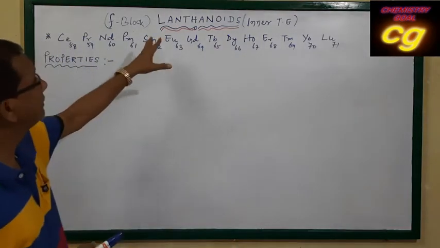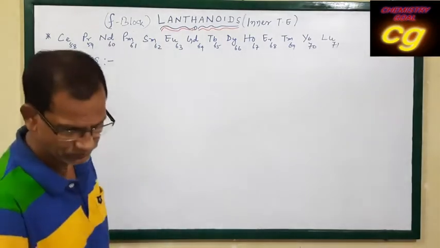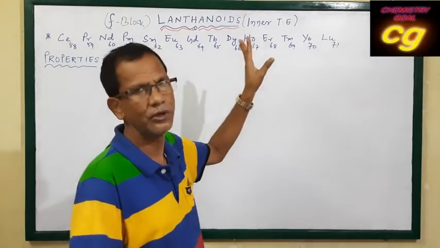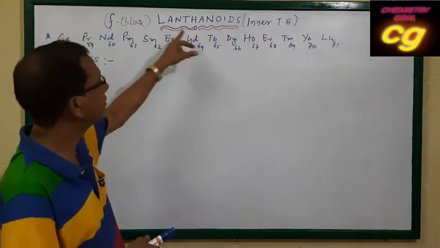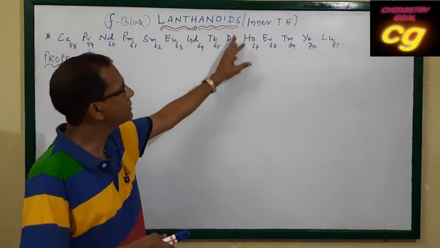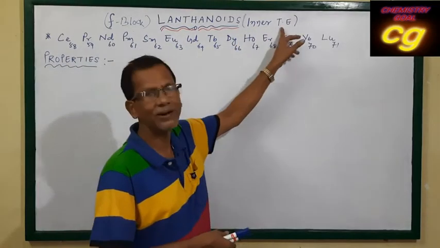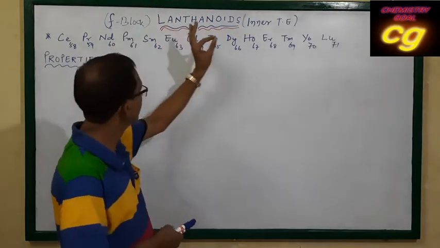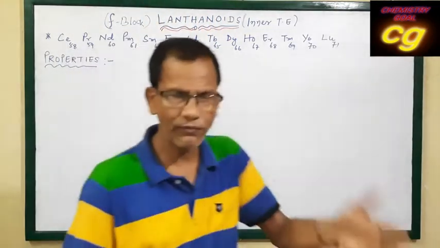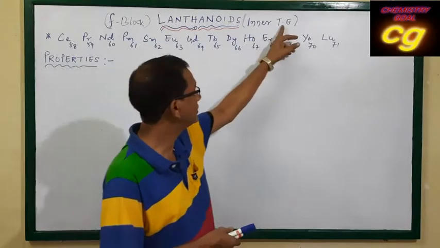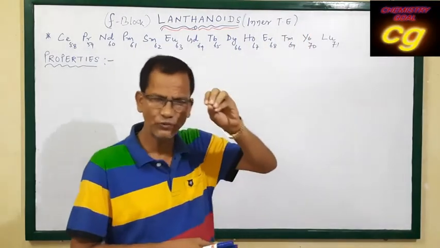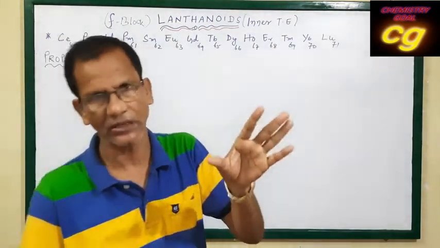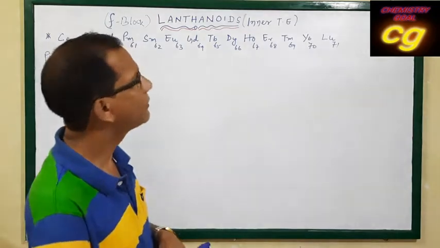Lanthanoids and actinoids both are F block elements. All are F block elements, and these are also called inner transition elements. And what is the actual definition of lanthanoids? Like already you know the definition of transition elements: the elements which have a partly filled n-1d subshell are called transition elements.